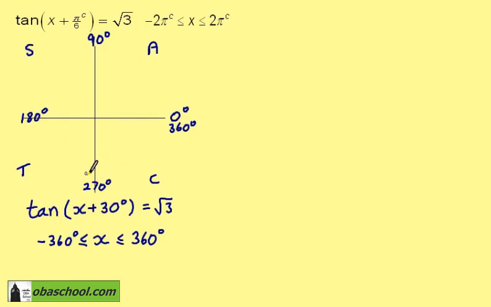So we have -90 degrees here, -180 degrees, -270 degrees, and -360 degrees. This enables us to solve between -360 and 360. We'll rotate around once to get to 0, and then another time to get to 360.